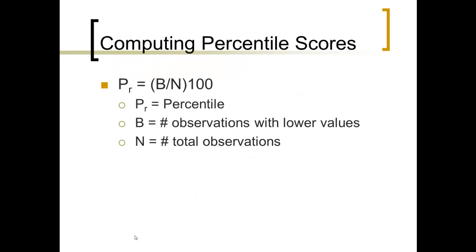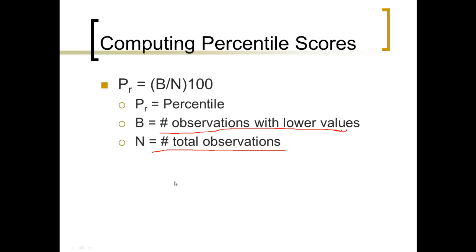Now, there's a way to compute percentile scores. And so, we can do that very easily. It's your percentile group, and the R could be, like I said, anything between 1 and 99. B stands for the number of observations with a lower value, and N is the total observations.